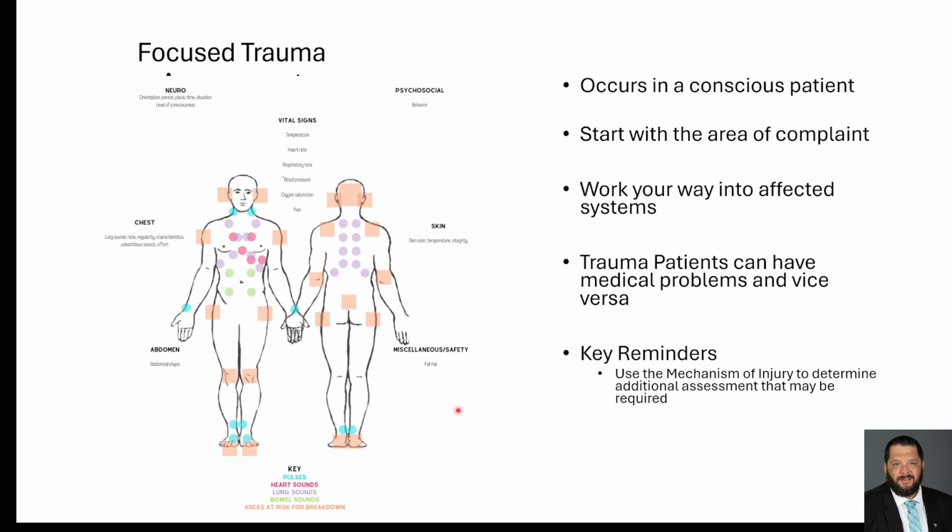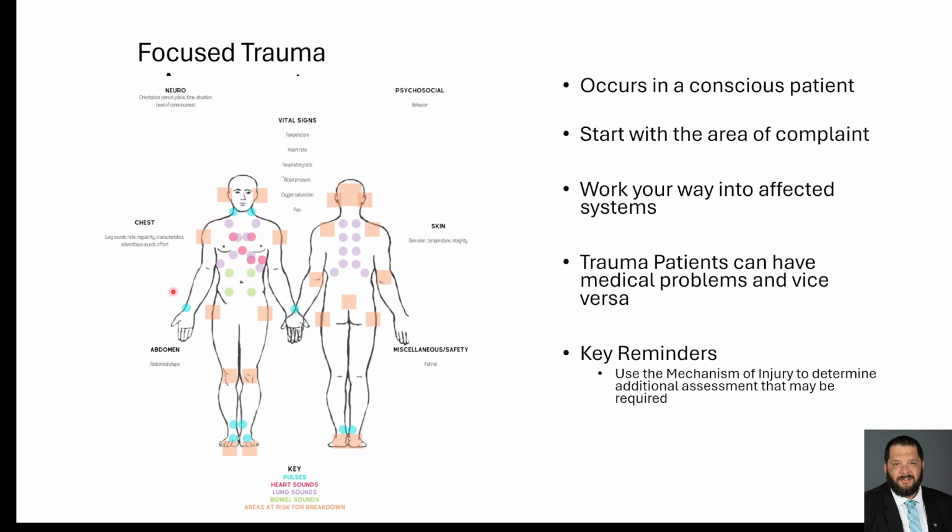Focused trauma assessment is going to be based on your head to toe assessment. However, this is usually for a conscious patient who has a specific area of complaint. So while we were talking about full head to toe assessment in the unconscious patient, in your focused trauma assessment, say you have arrived on scene and someone has suffered a laceration to their right arm. You don't need to expose the full patient and check femoral pulses, popliteal pulses, and pedal pulses in that patient necessarily, and focus on the area of complaint.